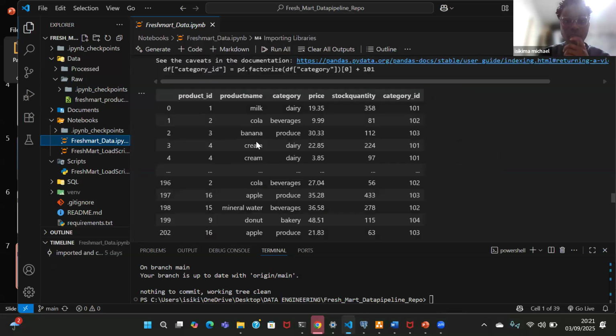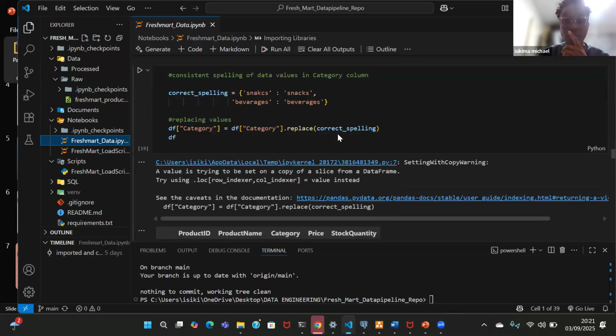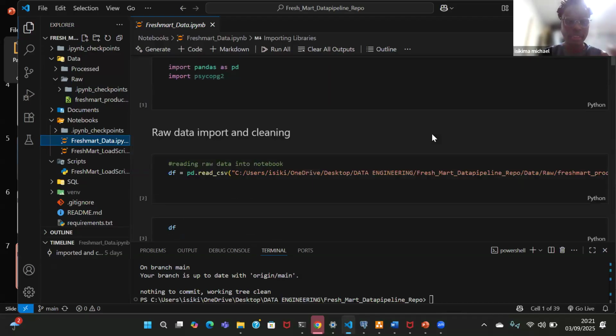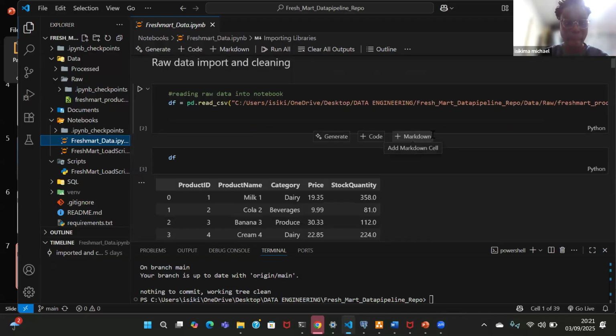So this is what you call a Python notebook. And this is where you write your code. This is where you start to get your hands dirty.